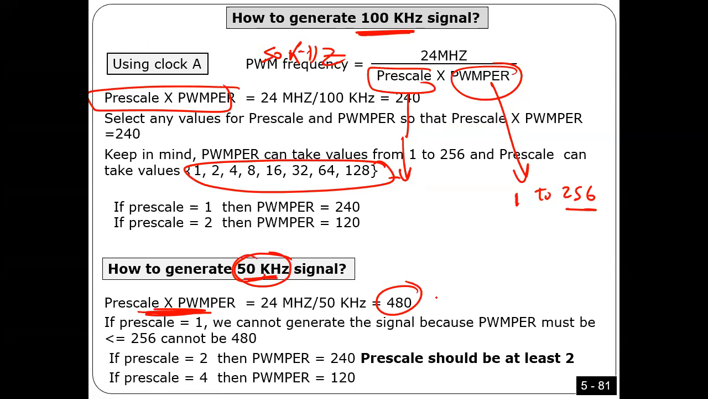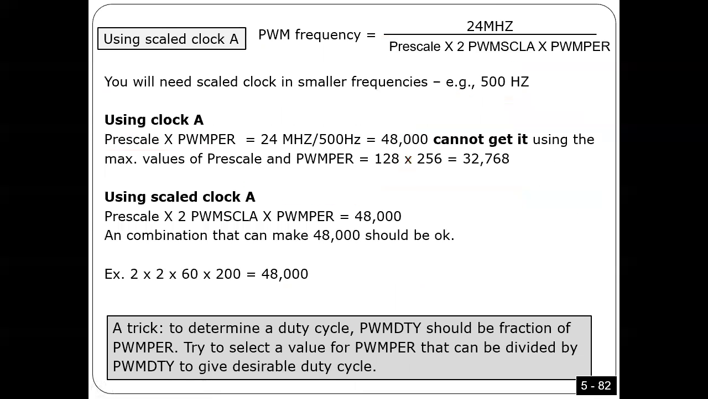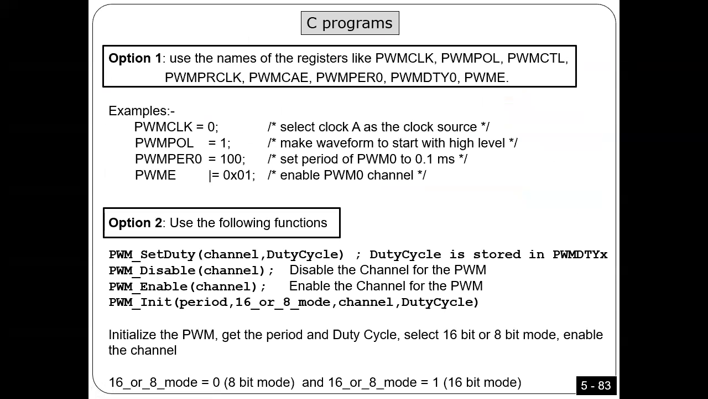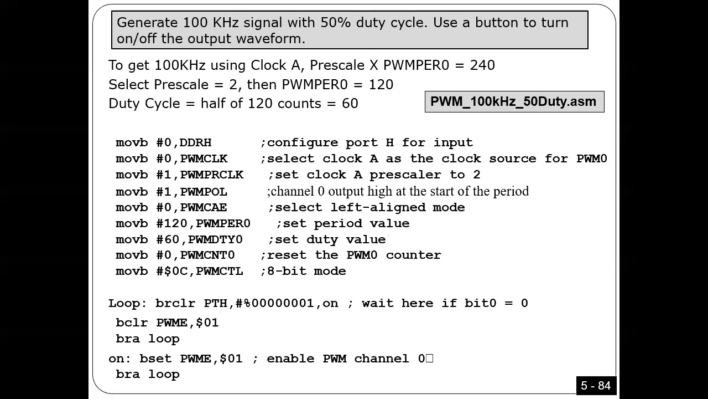Can I put 1 here and 480 here? No, you cannot. Why? Because the maximum of this one should be 256. So 1 is not going to work for the prescale. But can I put 2 in the prescale and put 240 here? Yes. Can I put 4 and 120? Yes. Anyway, using this equation, you should get some numbers. And what I want to explain right now is, after I get the numbers, just write these numbers in the registers. After that, you are done.